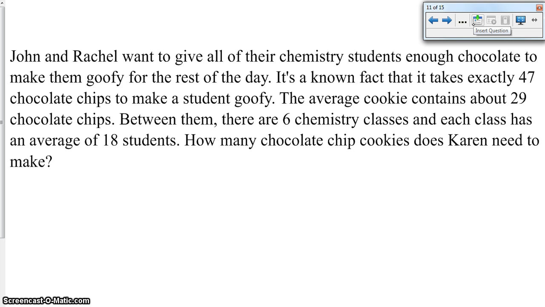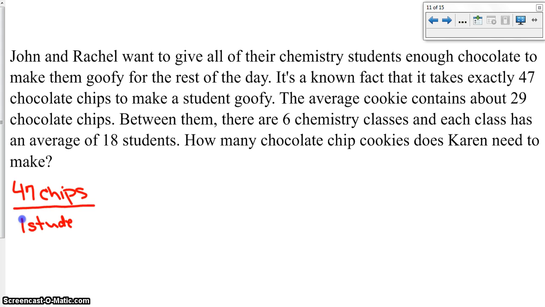Okay, let's try one more. And this one is kind of silly. It's about chocolate chips and cookies and how to make kids goofy, okay? So do me a favor and pause it for just a minute and write down the most important information that you have. And we'll see if we match, okay? Welcome back. I have 47 chips for every one student, to be goofy. And my final answer is I want to know how many cookies I have to make.